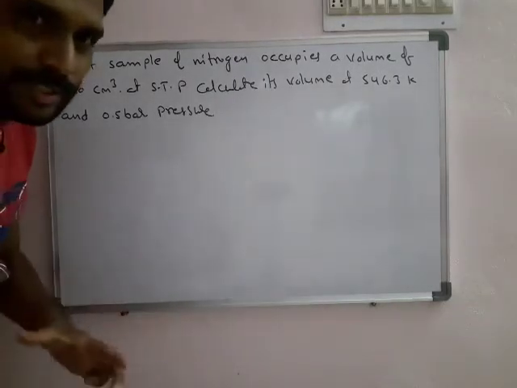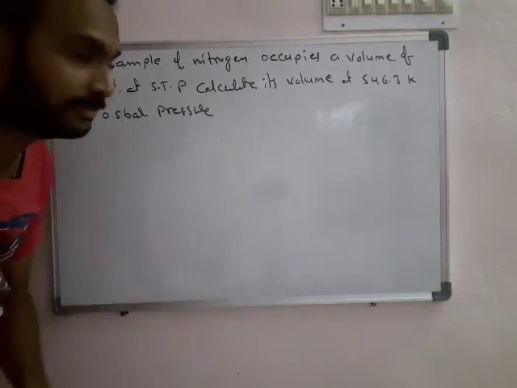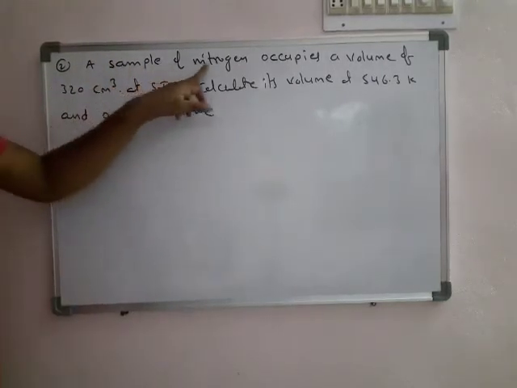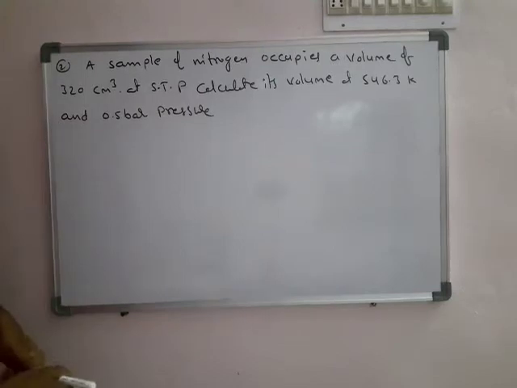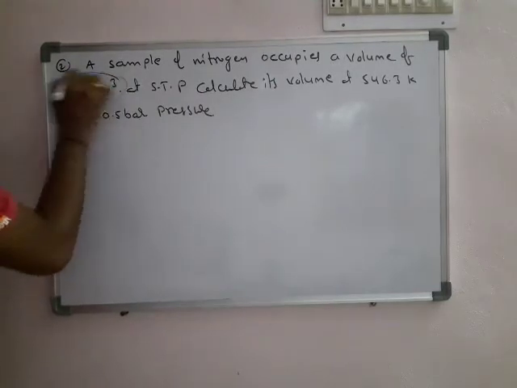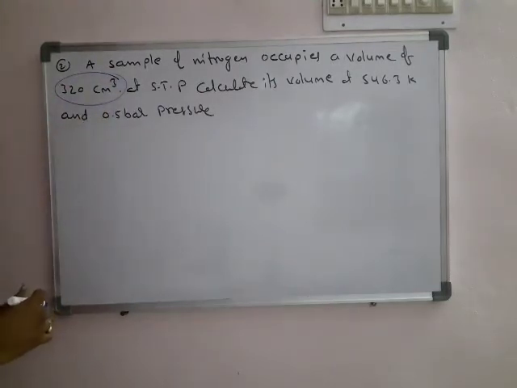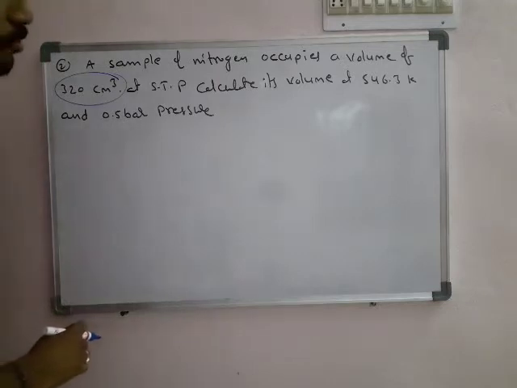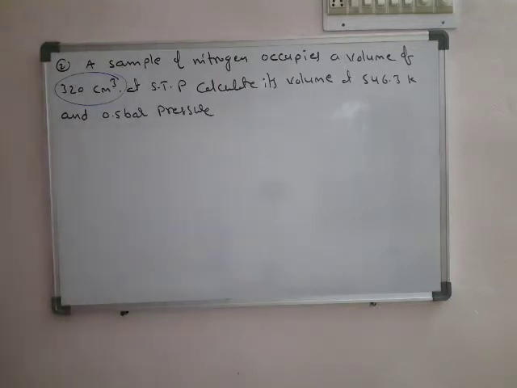Okay, this is the continuation class to the earlier one. Here a sample of nitrogen gas occupies a volume of 320 centimeter cube at STP. So calculate its volume at 546.3 Kelvin and 0.5 bar pressure.